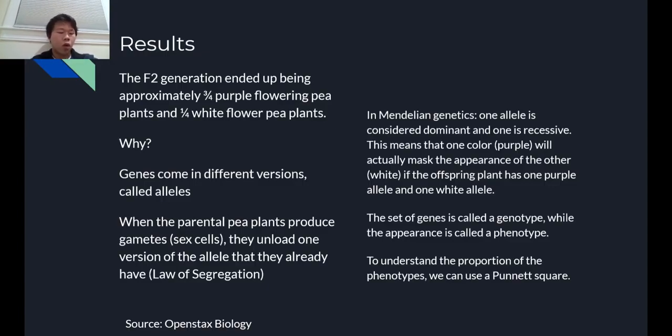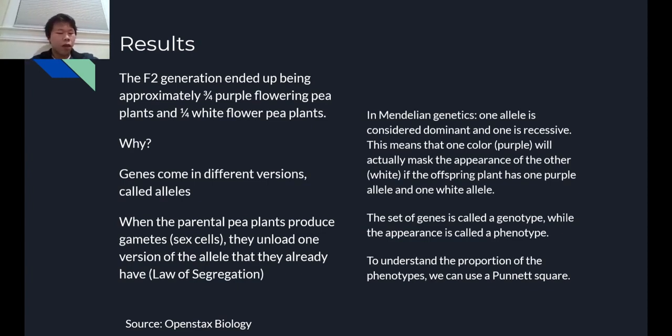So it could be white-white, it could be white-purple, it could be purple-purple. In reality, I think it's easier if we think about it that way, but we'll call it something different in the next slide. So in this case, one allele is purple, and that's dominant. And then the other allele, which is white, is considered recessive.